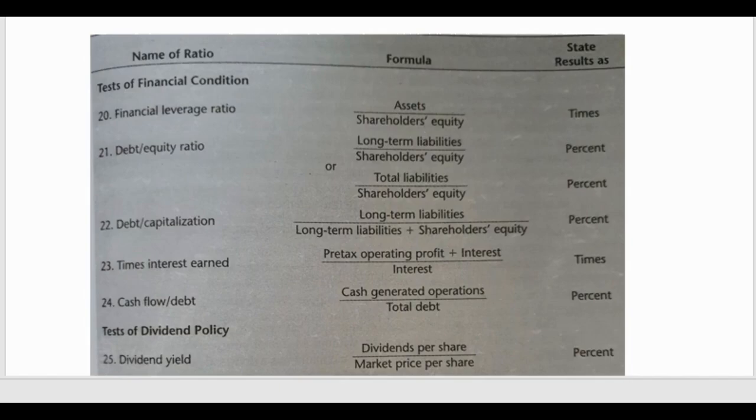And then finally you have financial condition. So financial leverage ratio, debt ratio or equity ratio, debt or capitalization, times interest earned, right? Cash flow debt, and finally dividend policy. What is the dividend yield? These are the important formulas that are useful for exam purposes, right?